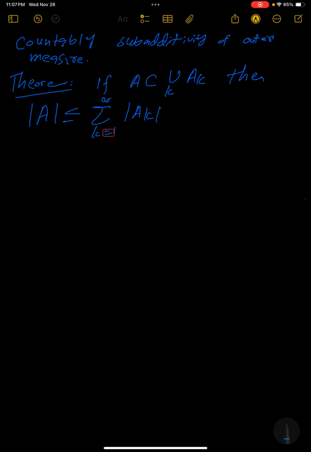that if A is contained in the union of Ak, okay, so if we have a sequence of sets A1, A2, A3, and then we have another set which is contained in the union of all those sets, then the outer measure of A is less than or equal to the sum of k equal to 1 up to infinity of the outer measure of Ak. Okay, so that's actually what we are going to prove.